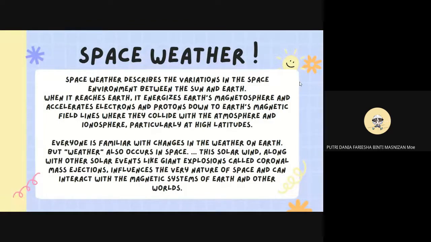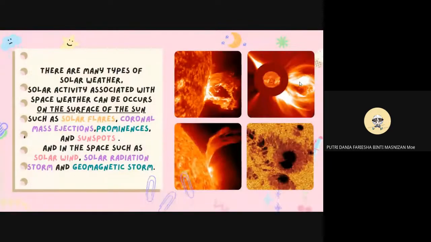Everyone is familiar with changes in the weather on Earth, but weather also occurs in space. This solar wind, along with other solar events like giant explosions called coronal mass ejections, influences the very nature of space and can interact with the magnetic system of Earth and other worlds. There are many types of solar weather. Solar activities associated with space weather can occur on the surface of the Sun, such as solar flares, coronal mass ejection, prominences, and sunspots, and in space, such as solar wind, solar radiation storms, and geomagnetic storms.